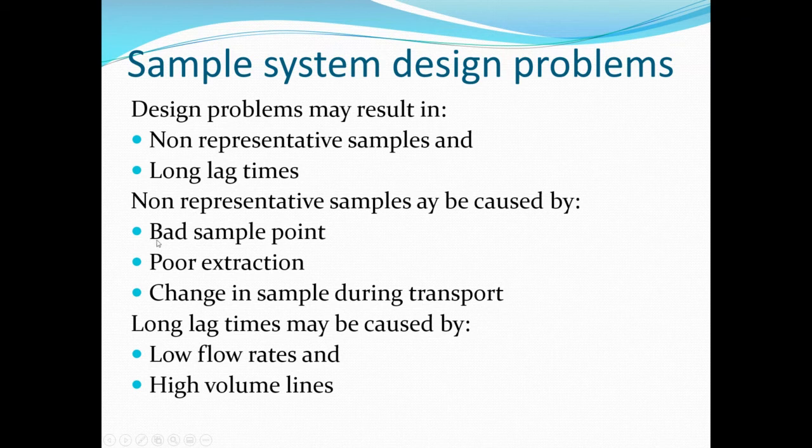Non-representative samples can be caused by a number of different things, such as a bad sample point, based on where you're taking your sample from. Maybe it's too close to something or too far from something and the sample has settled out. Poor extraction, maybe we've got the wrong type of probe. Maybe our transport time is too long. Maybe we come from a hot building and bring our sample out through the atmosphere, which is minus 20 today, and the gas we pulled out suddenly condenses and turns into a liquid, which causes problems. We have to be aware of these things that can happen.